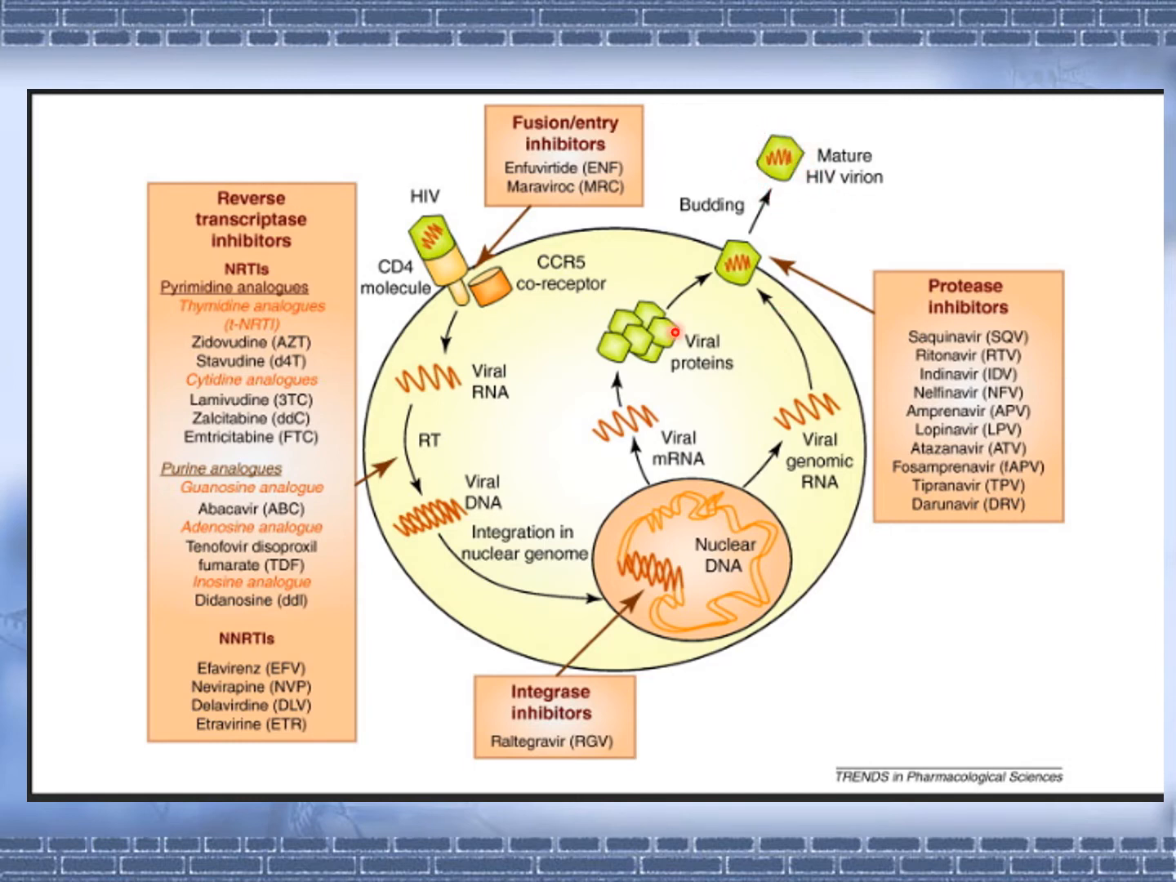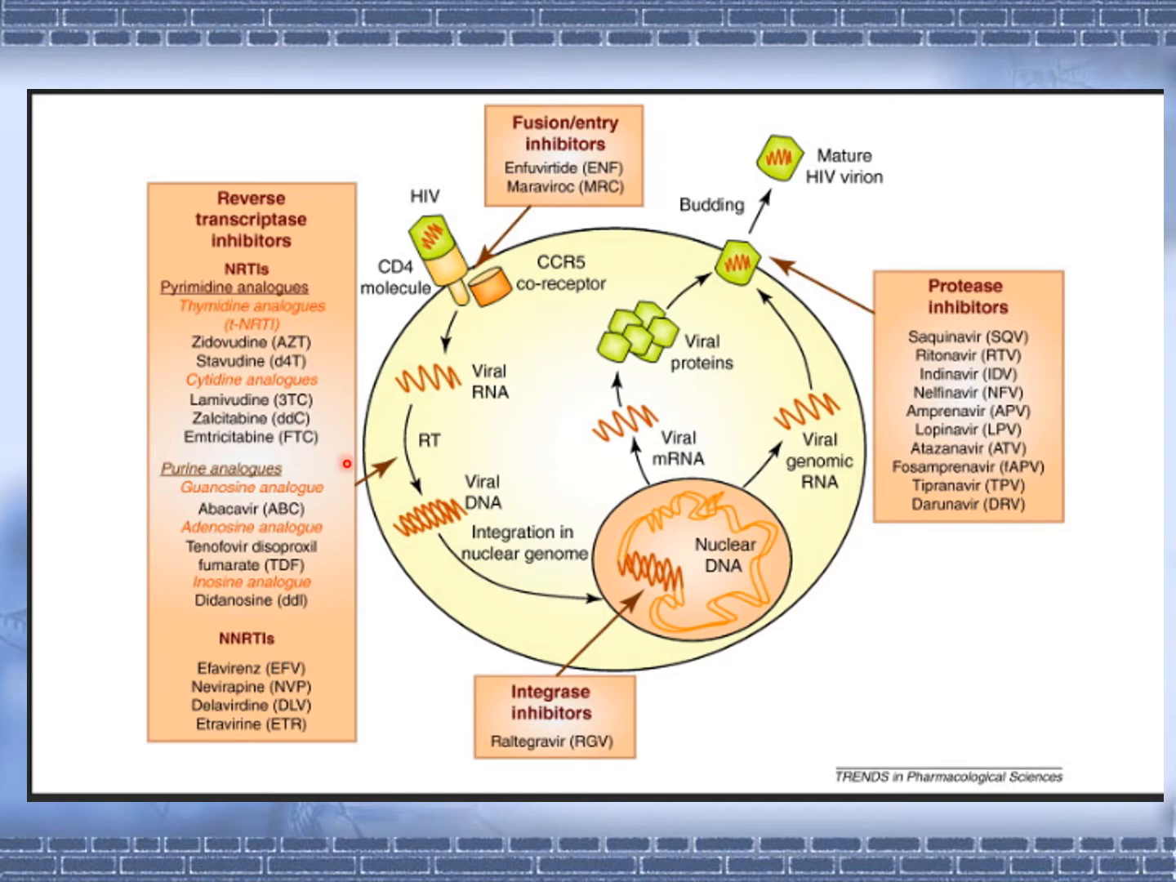Okay. Similarly, we have the fusion or the entry inhibitor at this stage. We also call them the CCR5 receptor blockers. And then we have the integrase inhibitor. As you can see, this is the viral DNA which is incorporated into the host cell for making new viral DNA particles. So this step is blocked by the integrase inhibitor.